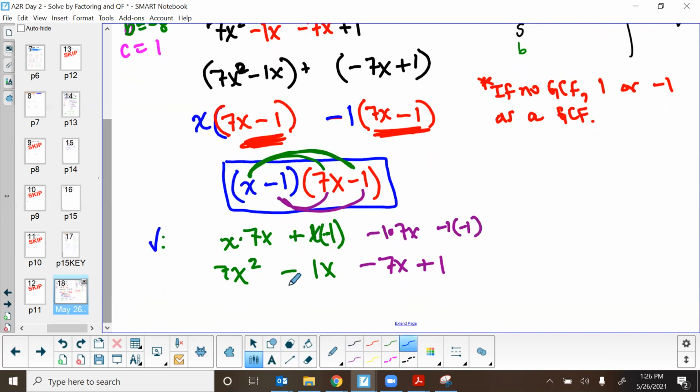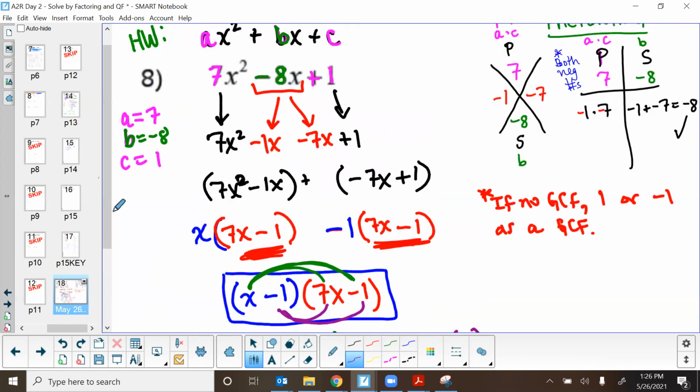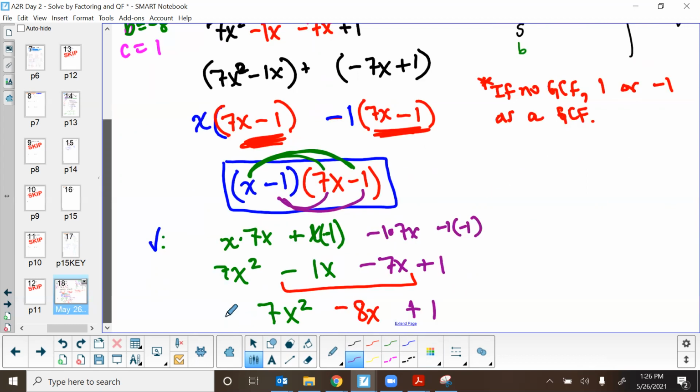And these two will put together to give us -8x. So I have 7x squared minus 8x plus 1. Is that my original problem? 7x squared minus 8x plus 1. That is the original problem, so that's good. I know that I did it correctly. So the check can help you know whether you are correct.